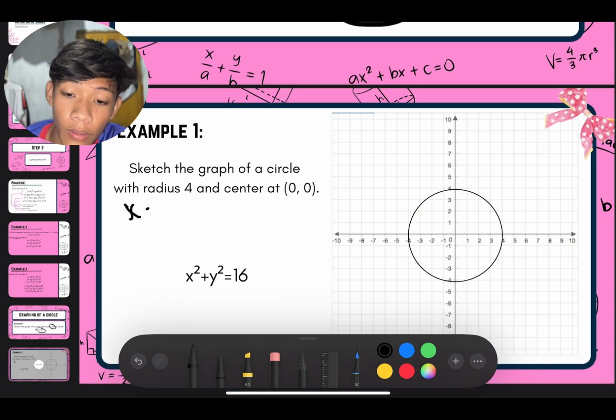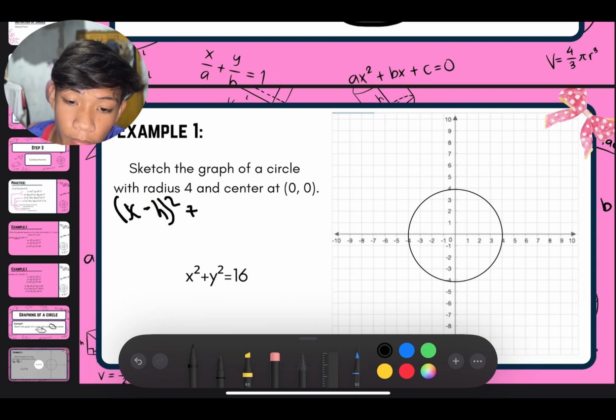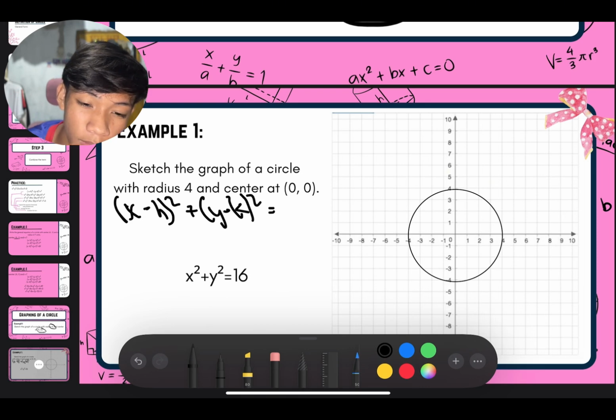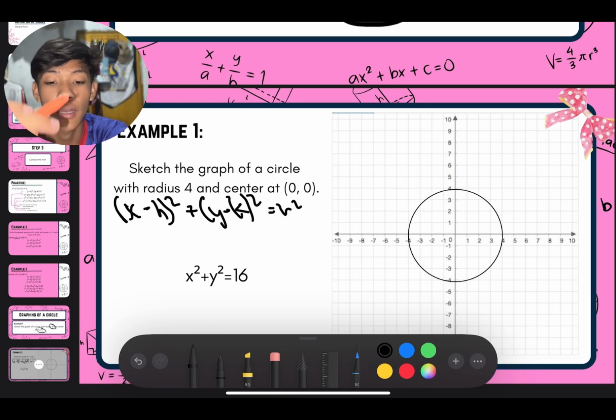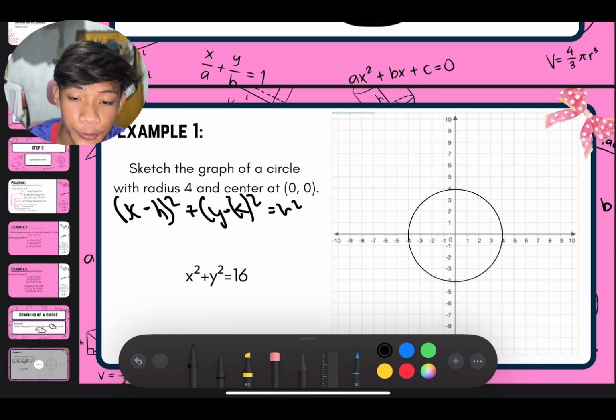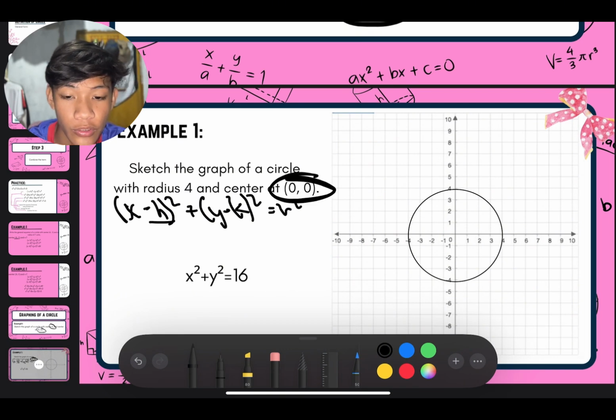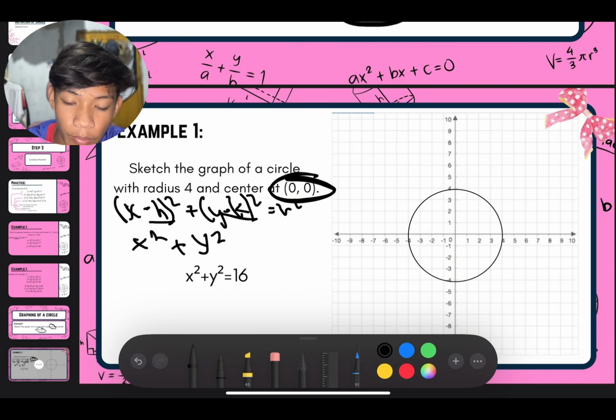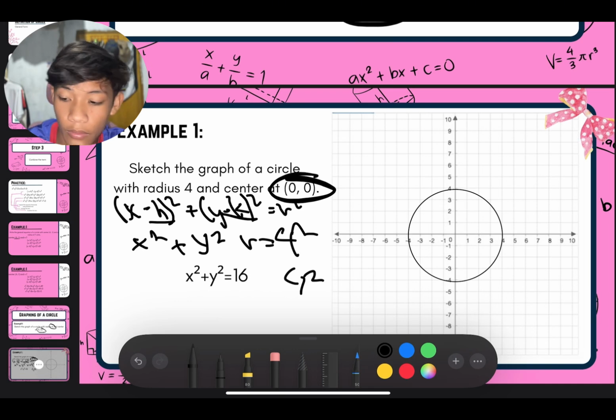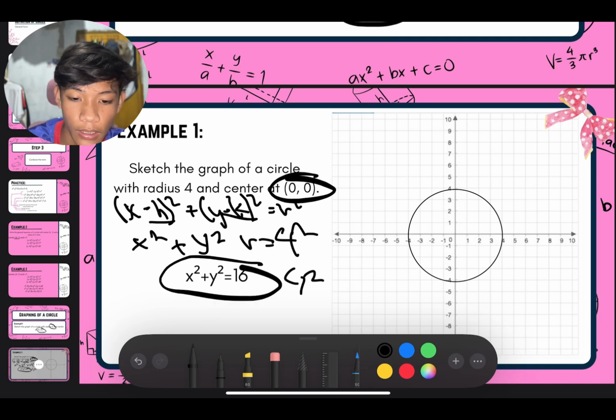We write the formula: x minus h squared plus y minus k squared equals r squared. Right, guys? So h and k are 0 in our case. So it's x squared plus y squared only because our center is 0, 0. Our radius is 4 squared. So 4 squared is 4 times 4, which is 16. So that is what we get, the 16.